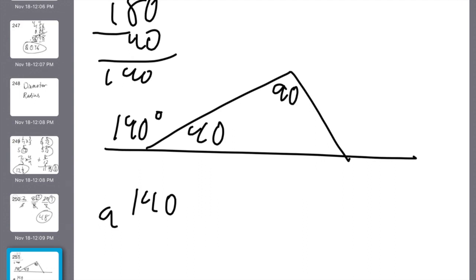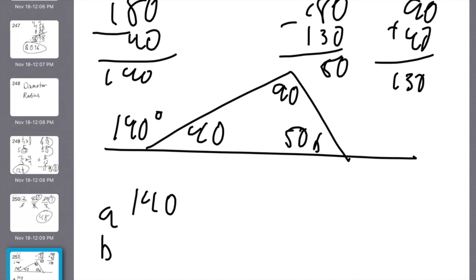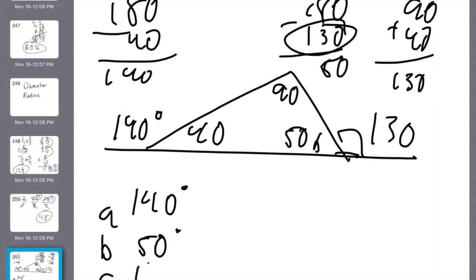This is 90. Now I'm down here for B. This is 90 plus 40 is 130. Triangles add up to 180, so I do 180 minus 130 and get 50. B is 50 degrees. This forms a straight line, so C is the opposite of that. That's 130. So C is 130 degrees.